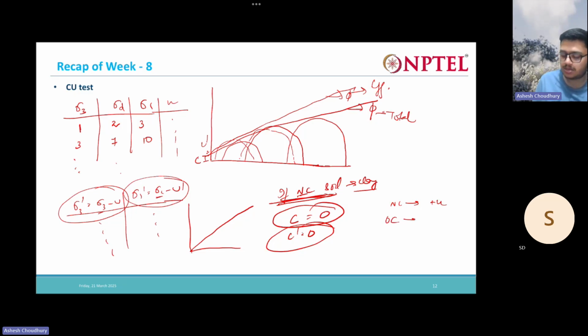But if you have over-consolidated soil, then what will happen? Then we have negative pore water pressure developed. That is one more case. At that time, if this is my original total stress Mohr circle, then my effective Mohr circle will be like this. It will shift by that pore water pressure. That is a different case. That also I suggest you go to some books and understand.